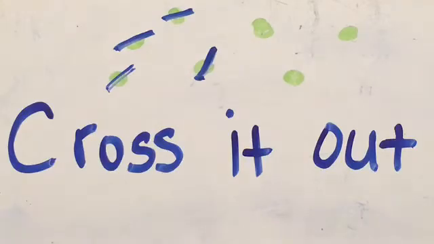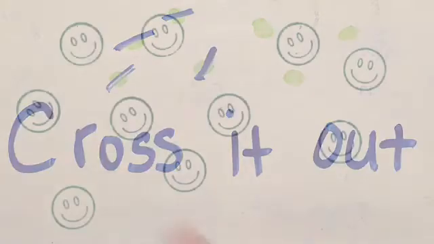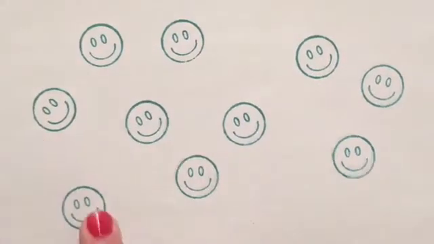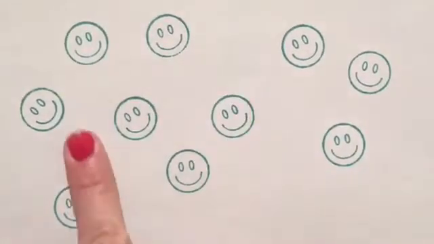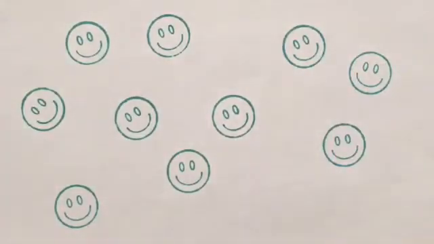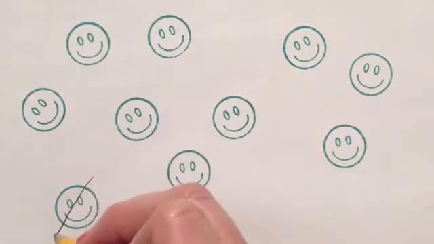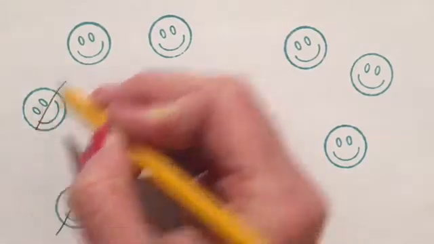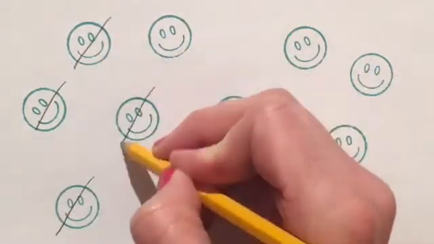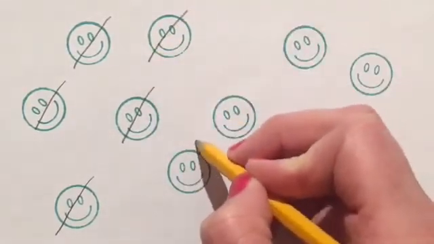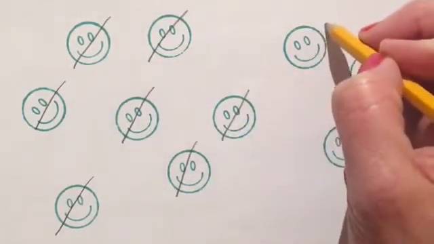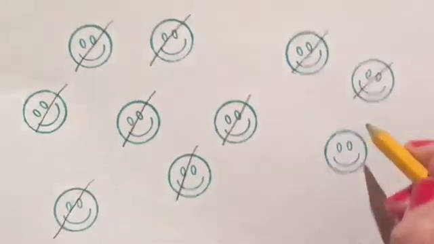If you're counting items on a piece of paper or a screen, you might try crossing each item out. There are a lot of smiley faces here, and I might forget which smiley face I already counted. But if I cross them out with a pencil, I'll know not to count that one again. 1, 2, 3, 4, 5, 6, 7, 8, 9, 10.